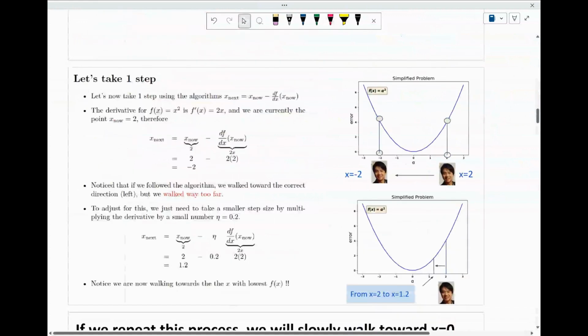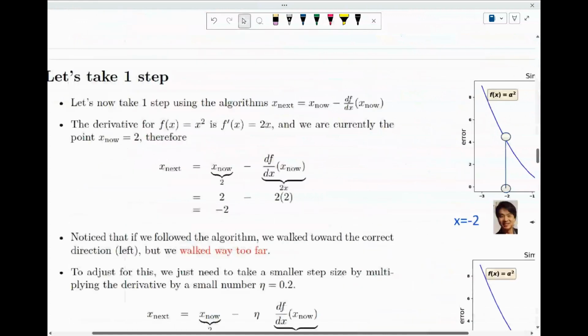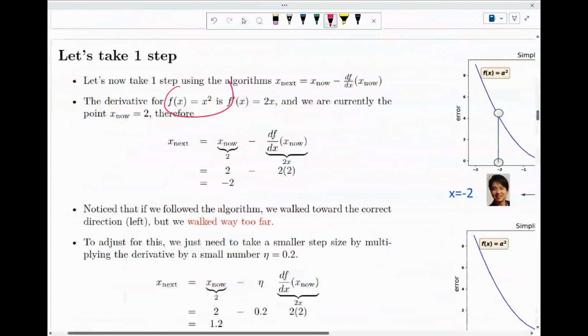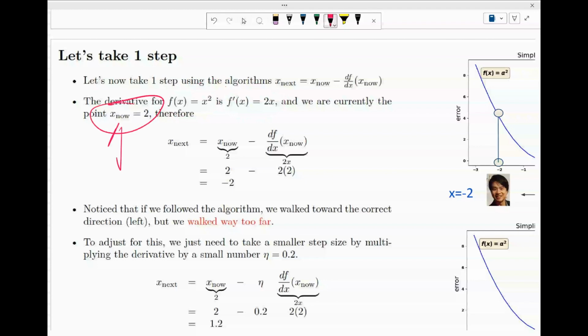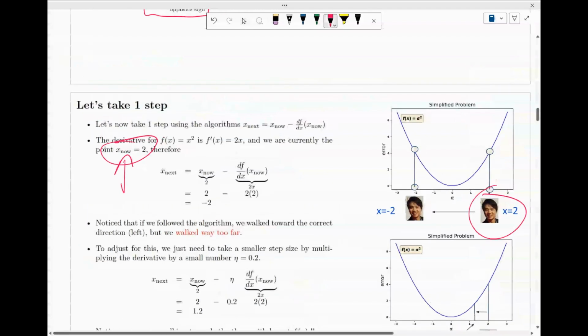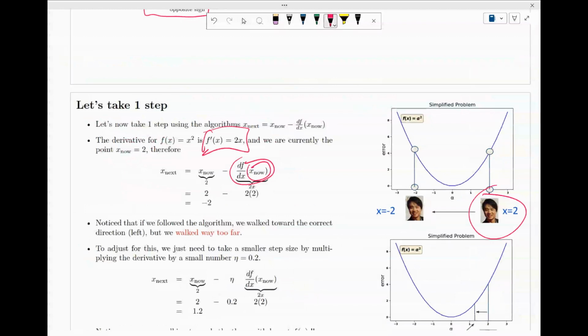So let's take a quick example, starting at this point 2. The function is x squared, and the derivative of this is 2x. Therefore, at the current location, x now is 2. Let's just plug this in. If we plug x now, 2, into the derivative, which is 2x, and you plug 2 in, that would be minus 4, giving us minus 2.